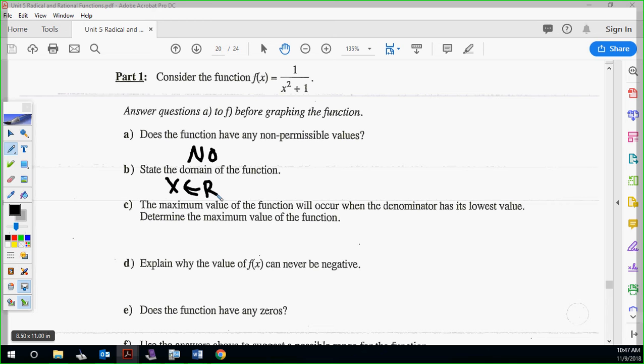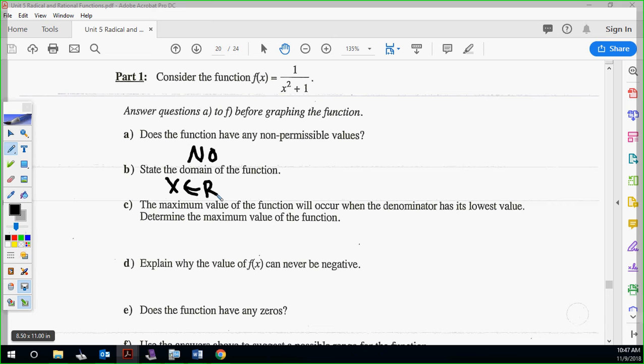Okay. The max value of the function will occur when the denominator is at its lowest value. Determine the maximum value of the function. So what they're saying is, just think about it this way. If I plug in a 1, 1 squared is 1, 1 plus 1 is 2, so 1/2. And then every number I plug in after that, it's getting smaller. If I put in 2, 1/5. If I put in 3, 1/10. If I put in 4, 1/17. You see it keeps getting smaller.